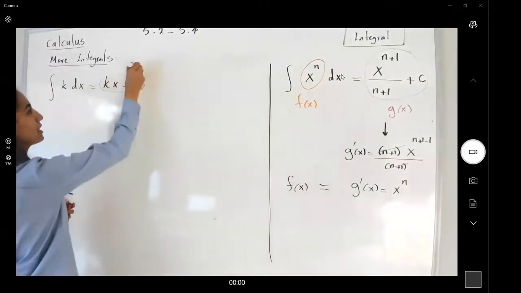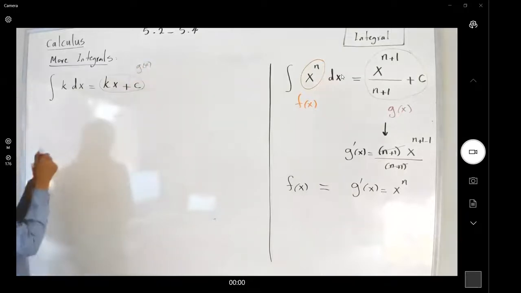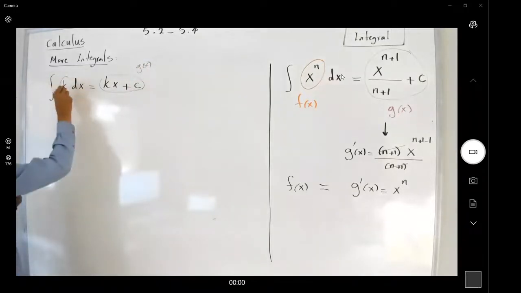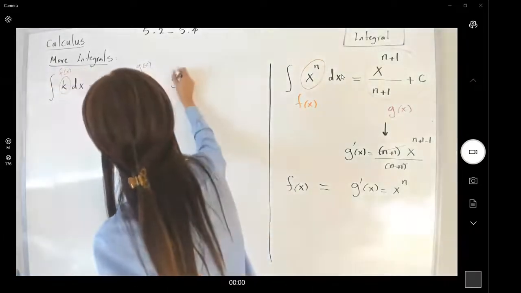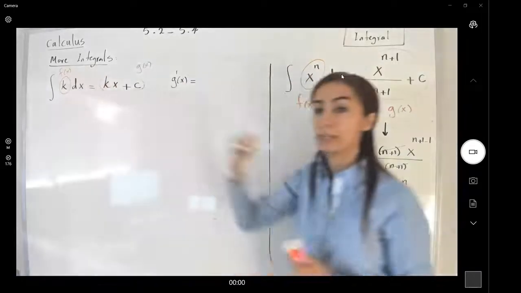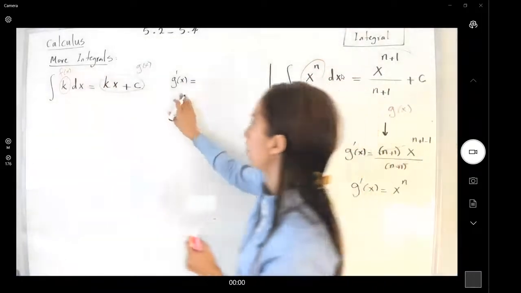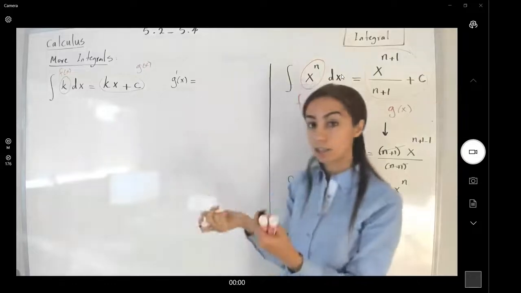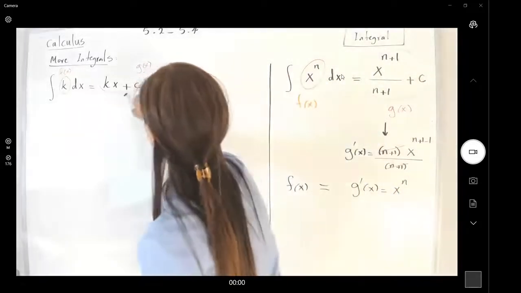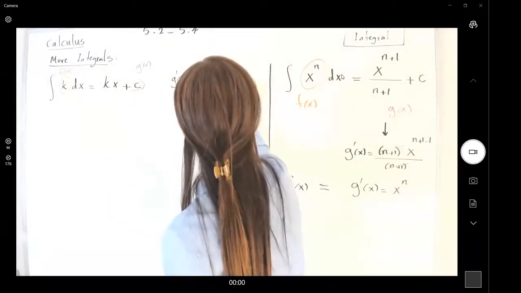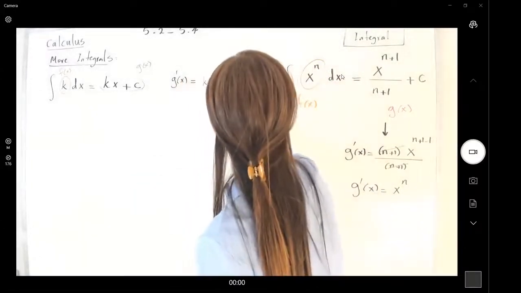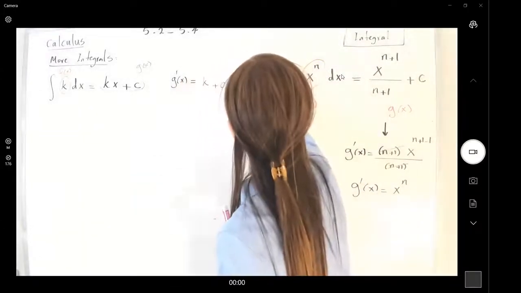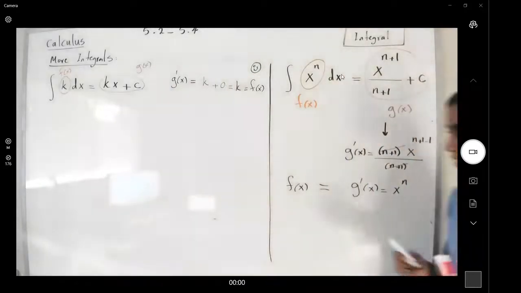Here you have your g of x, and on this side you have your function f. If I take the derivative g prime of x, it must be equal to my f. But g prime of x, the derivative of kx is just k. The derivative of the constant is 0, which is equal to k, which is equal to f of x. Okay, we're happy about this. Next.